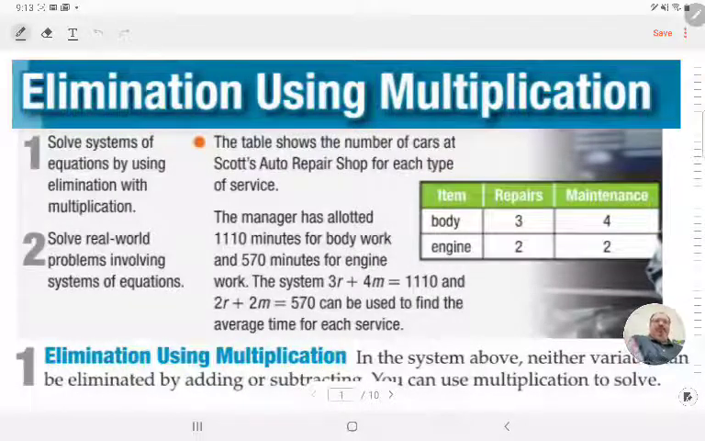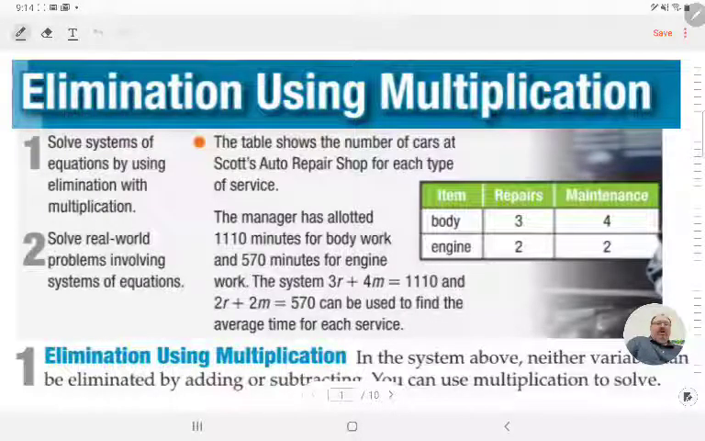All right, so today we're talking about elimination using multiplication. So we're going to solve systems of equations by using elimination with multiplication and solve real-world problems involving systems of equations. The table shows the number of cars at Scott's Auto Repair Shop for each type of service. The manager has allotted 1,110 minutes for body work and 570 minutes for engine work.